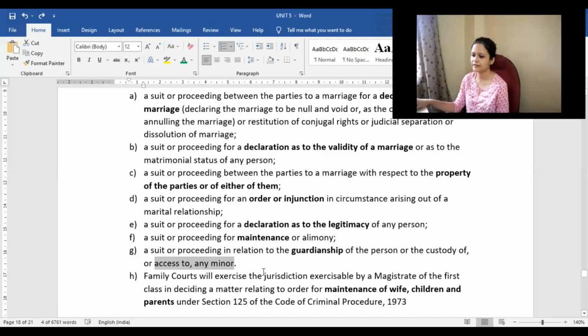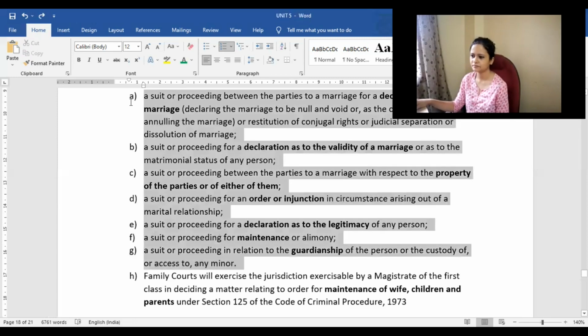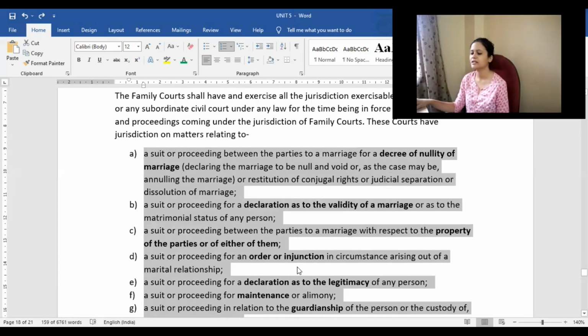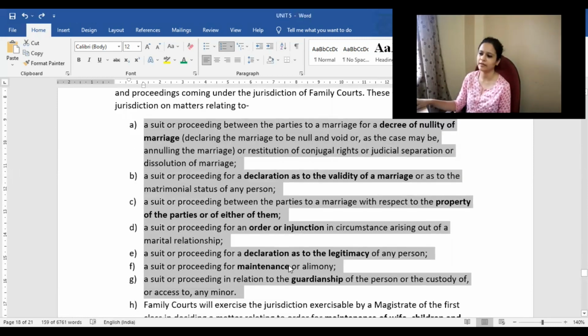And last one, right, for all these things: divorce, declaration of a marriage as null and void, judicial separation, validity of marriage, settlement of property of parties, injunction order regarding marital relation, declaration as to legitimacy, maintenance, guardianship, all these matters, right? These are what? These are civil suits, right? Only parties are involved, and accordingly they would ask for an order from court, right?